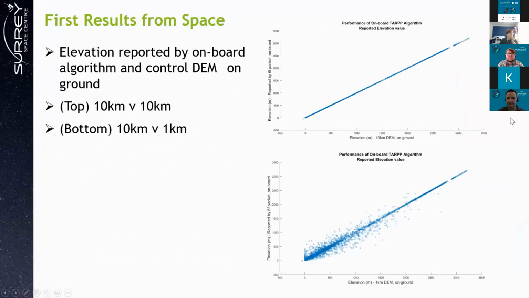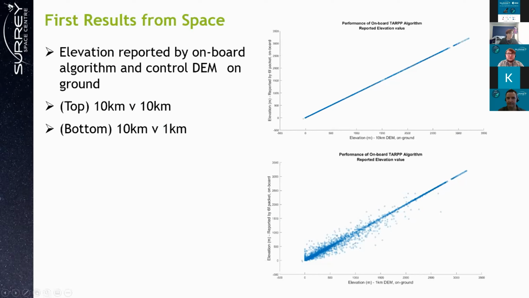The first testing I did was quite simple, and that was just to look at the reported elevation, which was extracted from the DEM on board, and that was reported by a dedicated packet to a control DEM on the ground of the same resolution. As you can see, the 10-kilometer resolution DEM on board reported this elevation on the y-axis, and on the x-axis it was the ground. For the same resolution, 10 versus 10, it's a nice straight line, as we would have hoped or expected.